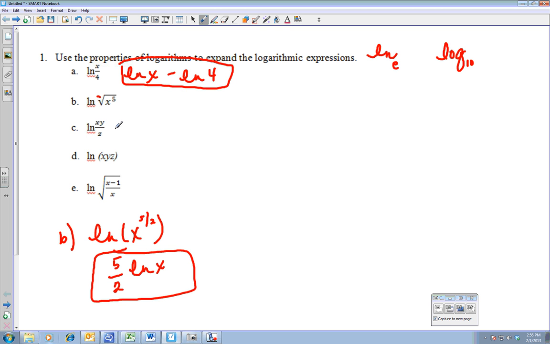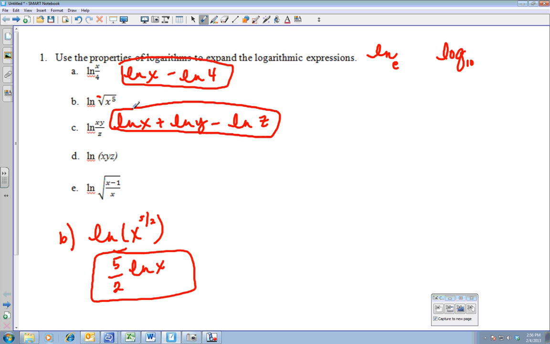Part C, I have natural log x. They're multiplying, so it's going to be plus natural log of y minus natural log of z. That's my answer for C. Part D, this is all being multiplied, so I have natural log of x plus natural log of y plus natural log of z. So we like these, they're not too bad.